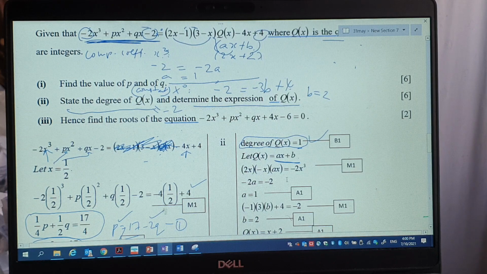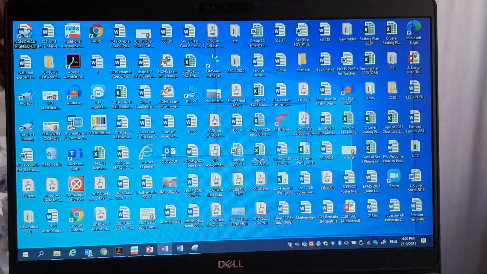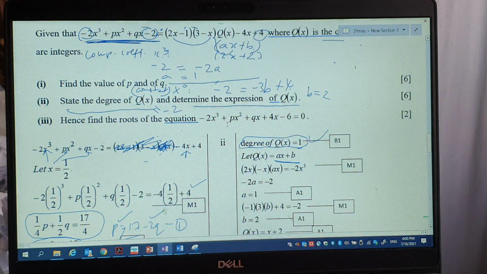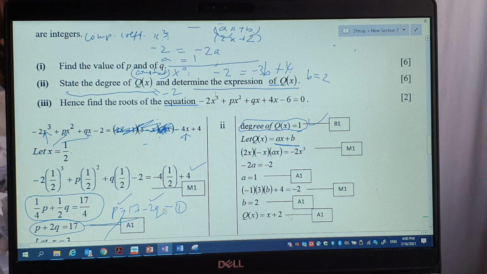Alright, but how is this the final answer? Do you think this is the final answer? Okay, so this would be... wait, just now I wrote wrongly. This is x, x plus 2. Okay, so that's part 2.